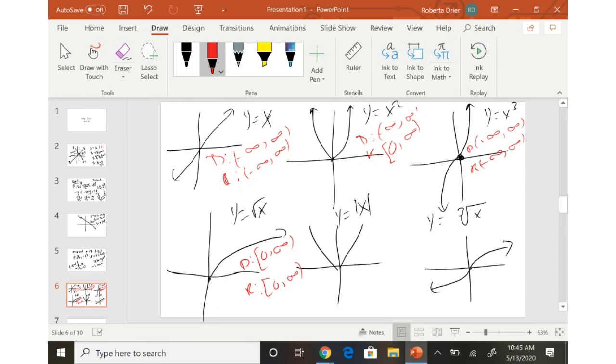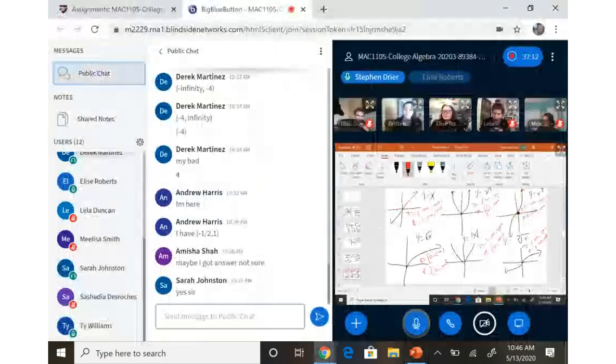All right. What about the next one? Domain is negative infinity to infinity. What's the range? 0 to infinity. Very good. Last one, baby. Go ahead. Do the next one. Domain is negative infinity to infinity. And what's the range? Negative infinity to infinity. All right. Now, let's do a quick poll here.